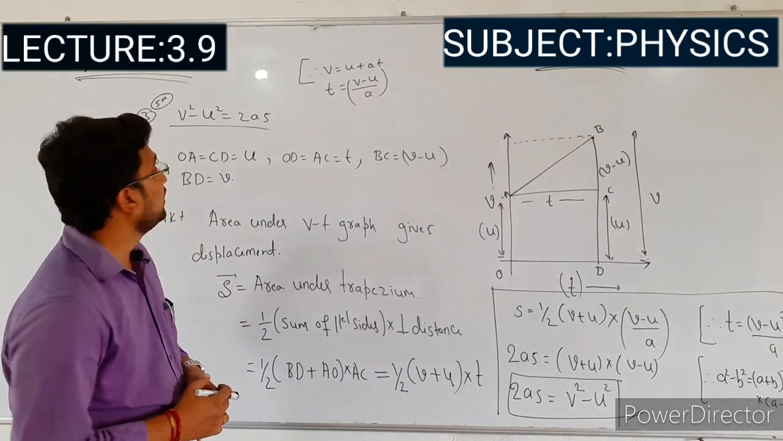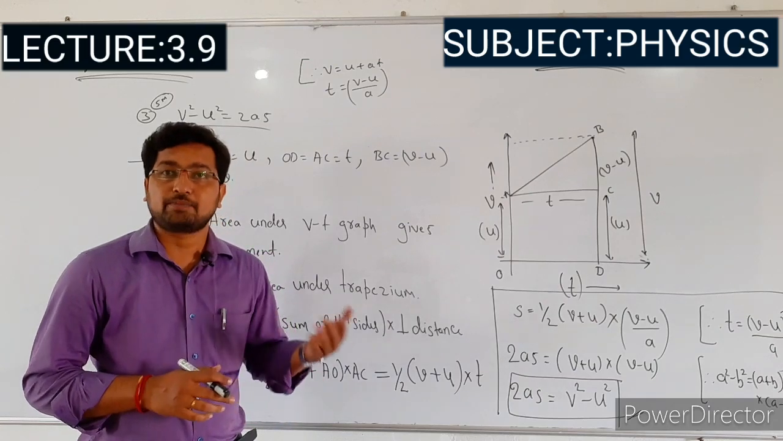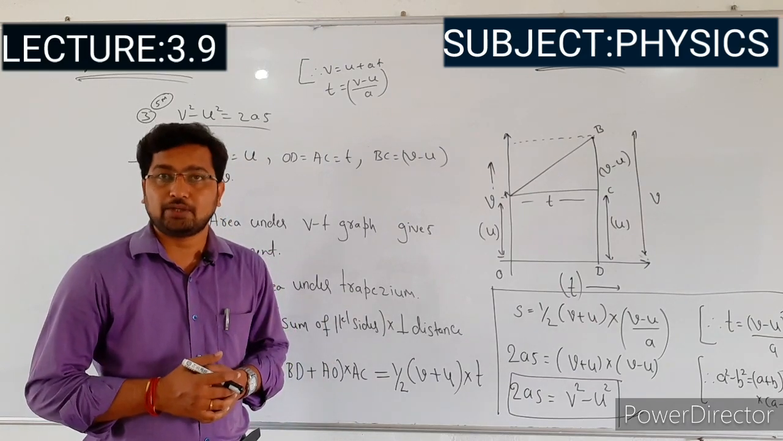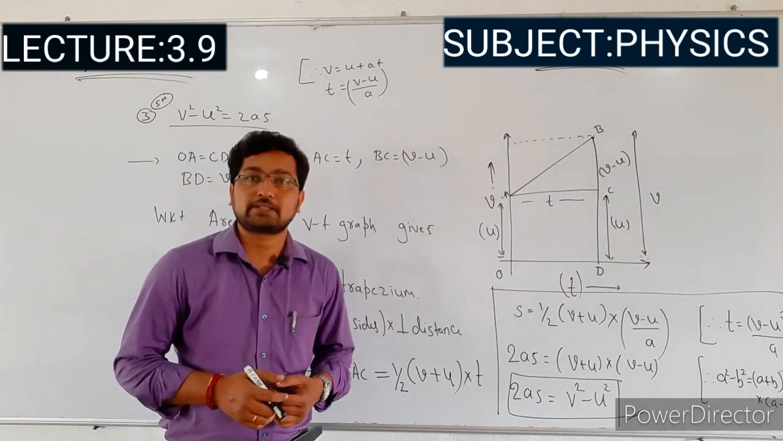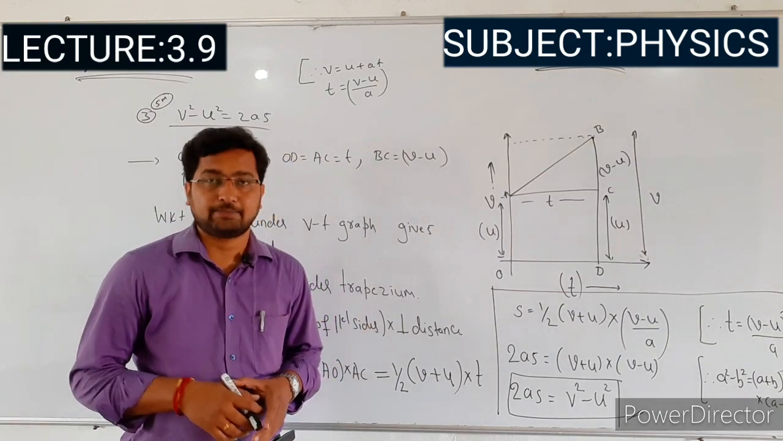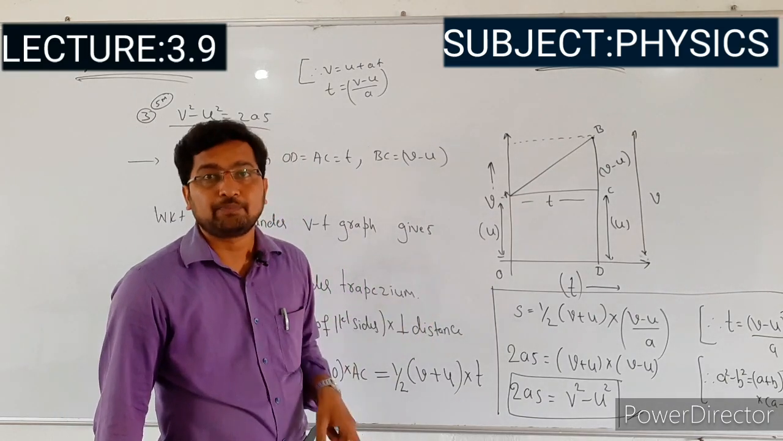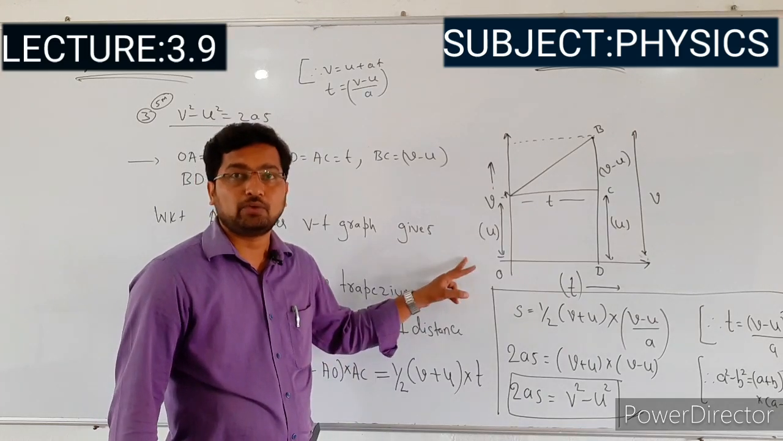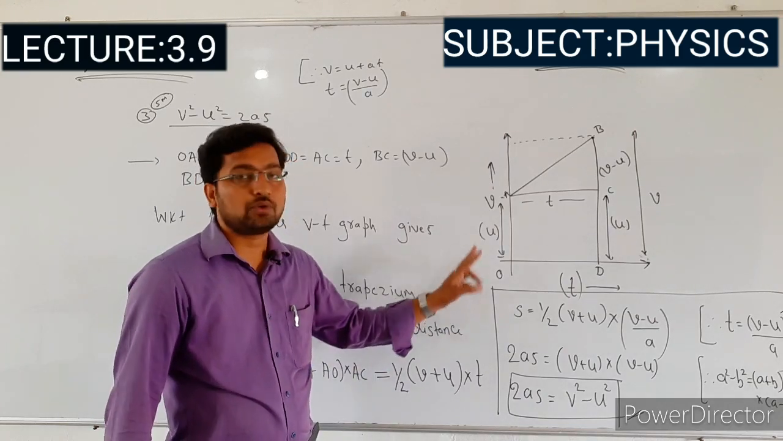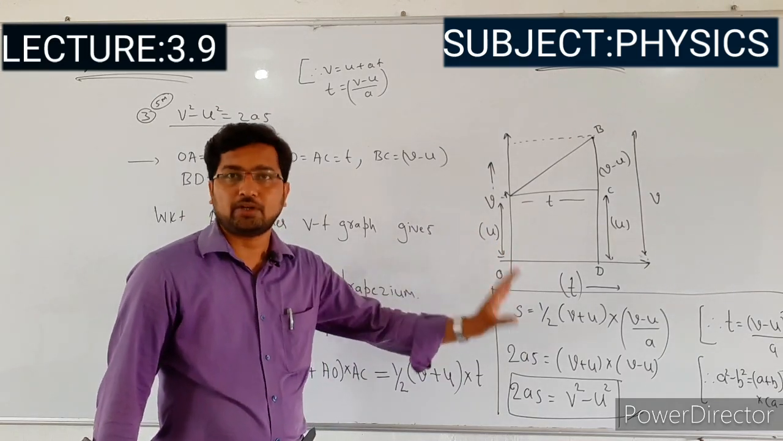Okay. See here. The first one is the consideration part. Consider an object moving with the initial velocity u and uniform acceleration a. Suppose v is the final velocity after t seconds. This graph indicates that an object is moving with a uniform acceleration with the initial velocity u at the time t is equal to 0 second.